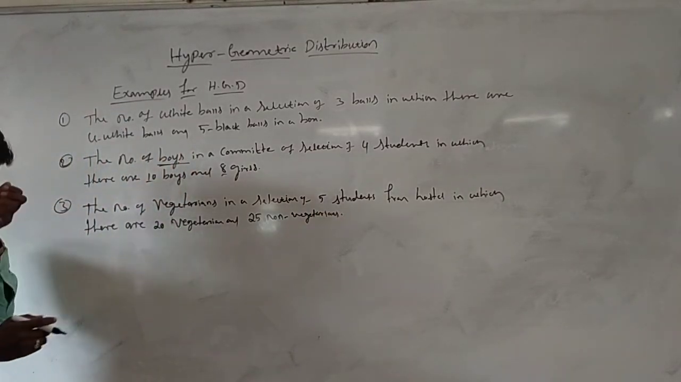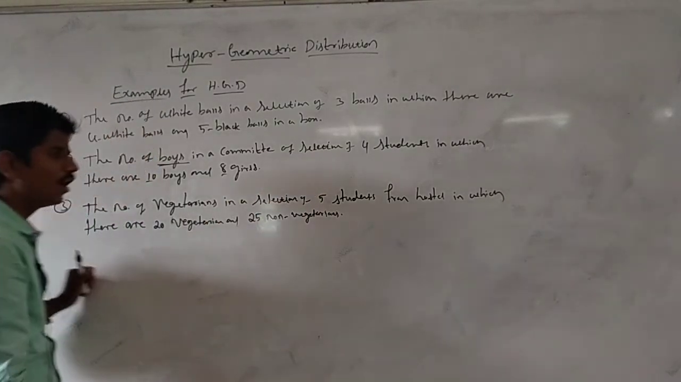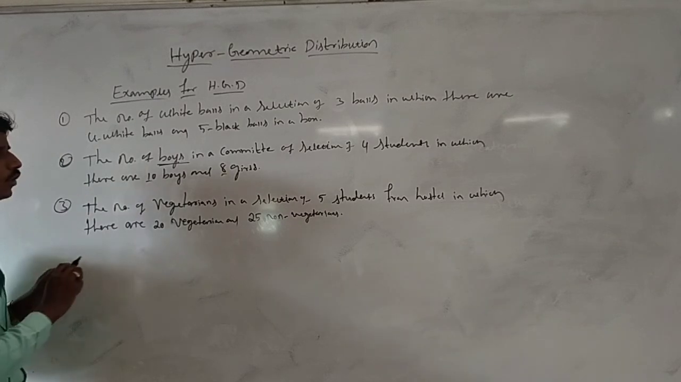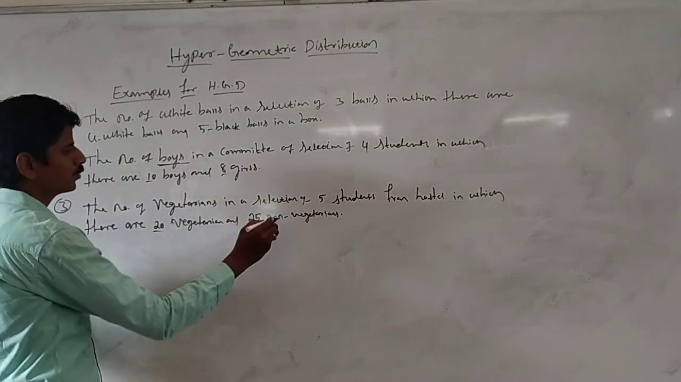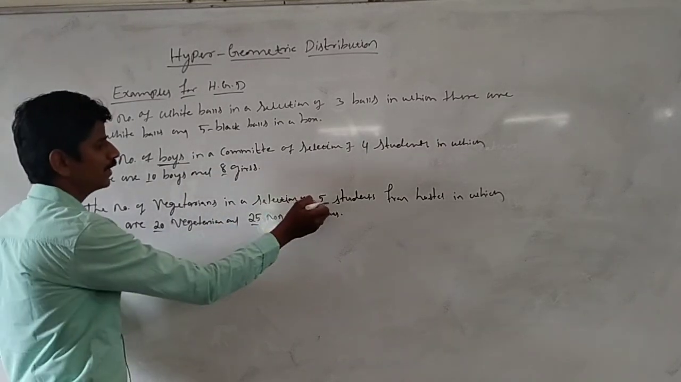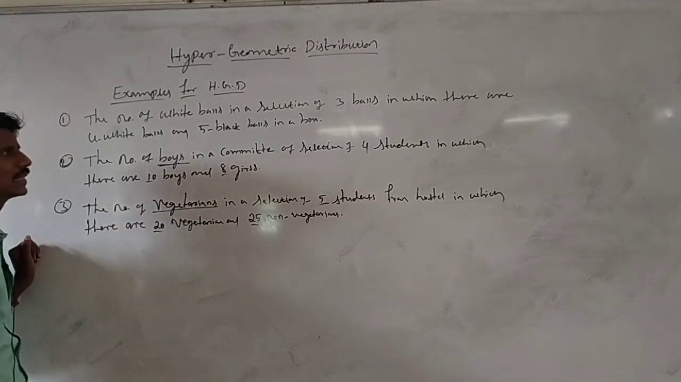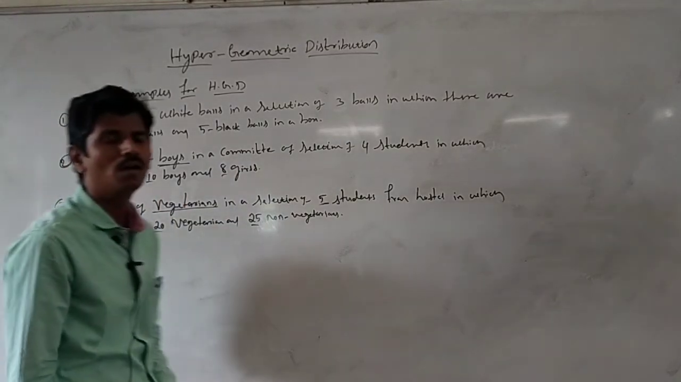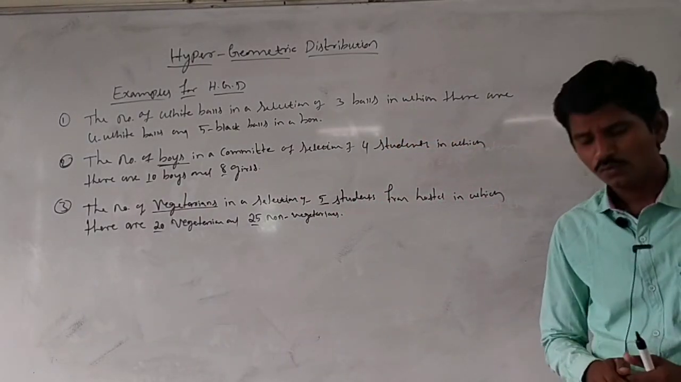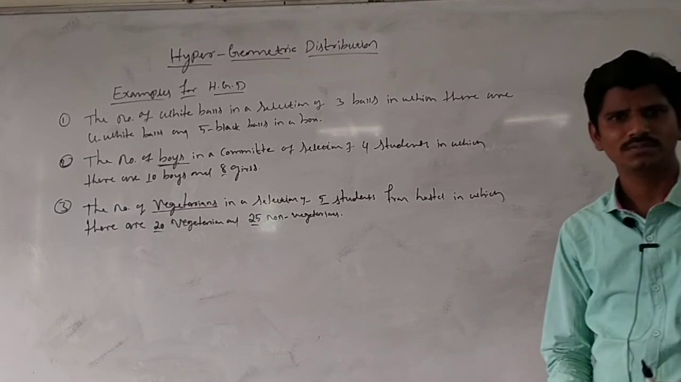Here once again, the number of vegetarians in a selection of 5 students from a hostel in which there are 20 vegetarians and 25 non-vegetarians. Here a is 20 and b is 25. There are totally 45 students. Out of 45, 5 students are randomly selected. Then what is the probability of getting vegetarians? Okay, these are the examples for hypergeometric distribution. In the next class, we shall discuss the problems based on hypergeometric distribution. Thank you.